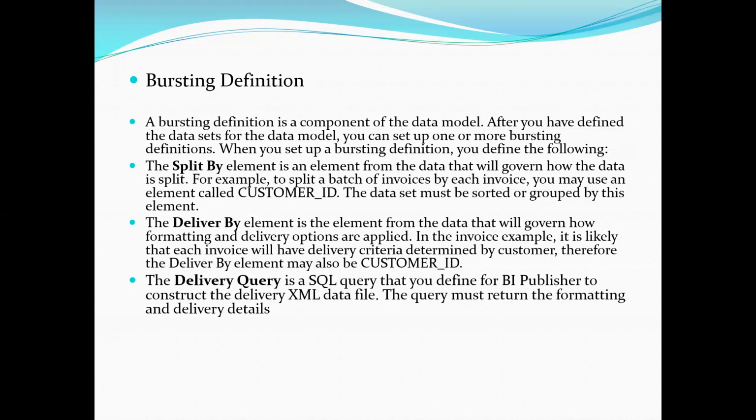For example, the report contains 5 invoices. When you use split by invoice ID, then you get 5 documents, one for each invoice. Assume those 5 invoices belong to 2 customers. Then when you use split by customer ID, you will see 2 PDF documents, one for each customer, containing that customer's associated invoices. That is where split by and delivery by come into the picture.